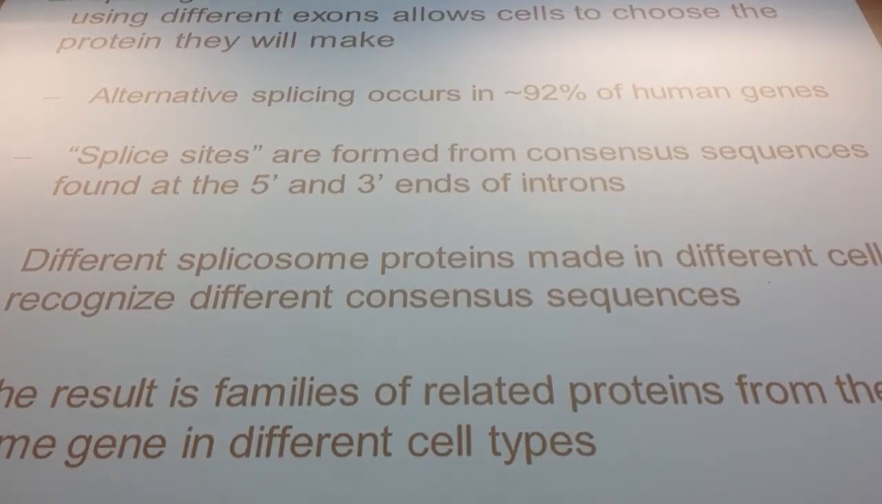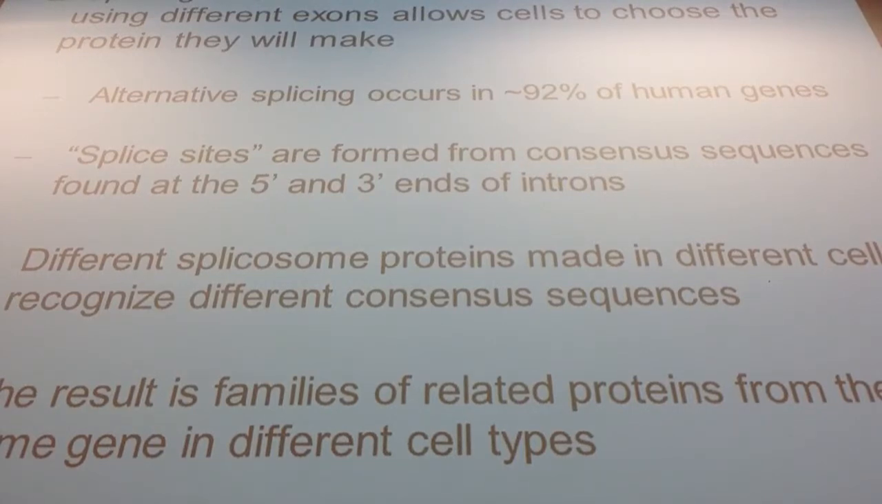One is called constitutive RNA splicing. Constitutive is a fancy word that you can use to impress your friends. Constitutive just means always. That's all that it means. In science, we use that a lot. In molecular cell biology, we use that a lot. So constitutive anything means that it occurs all the time, right? It is normal, is the norm.